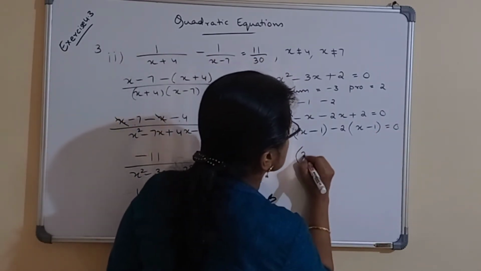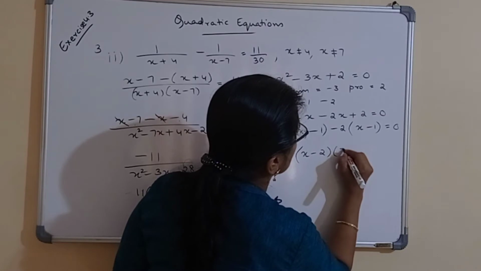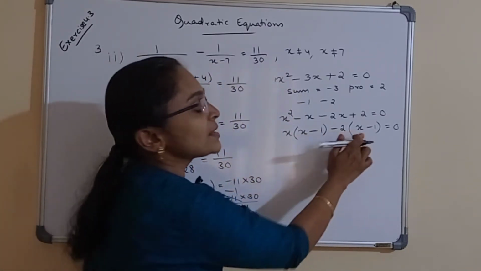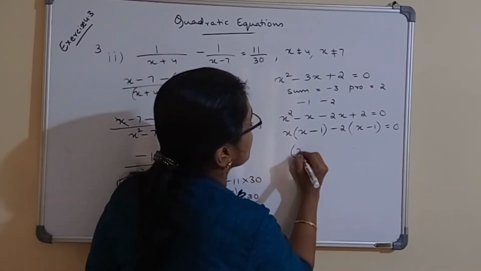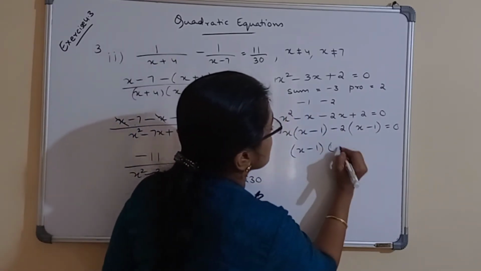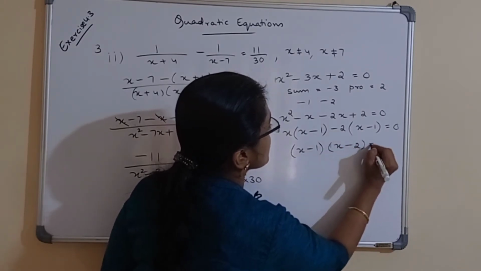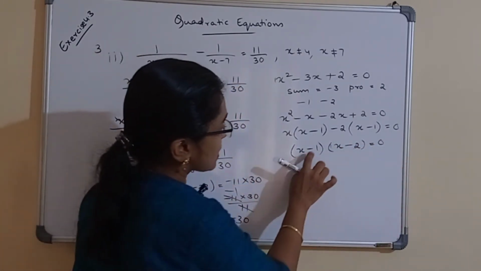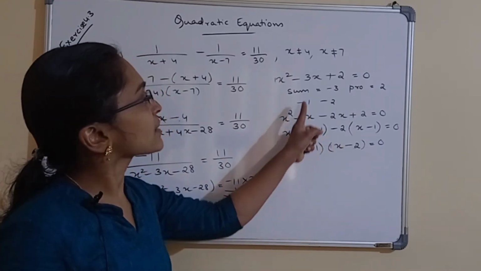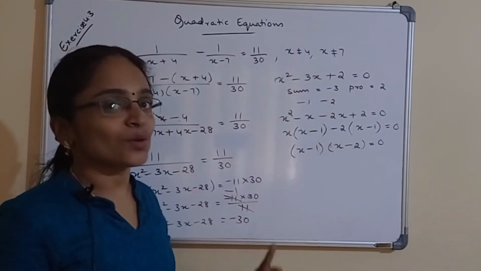Now x minus 1 is common, so we can take x minus 1 out and the remaining is x minus 2. So x minus 1 into x minus 2 is equal to 0, which means these are factors. x minus 1 and x minus 2 are the factors of this quadratic equation.